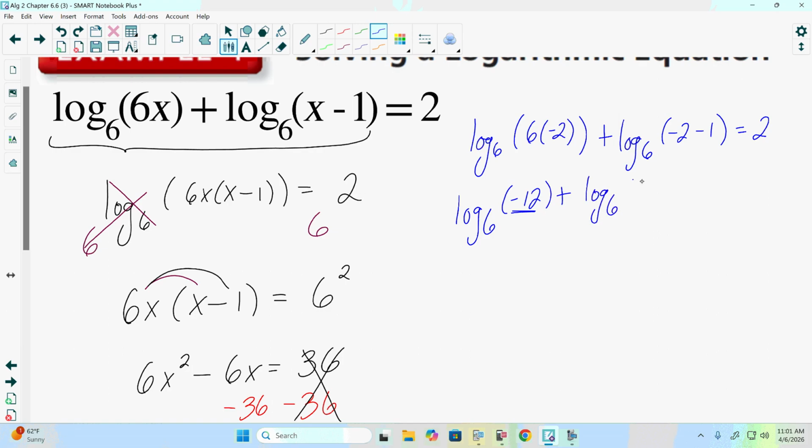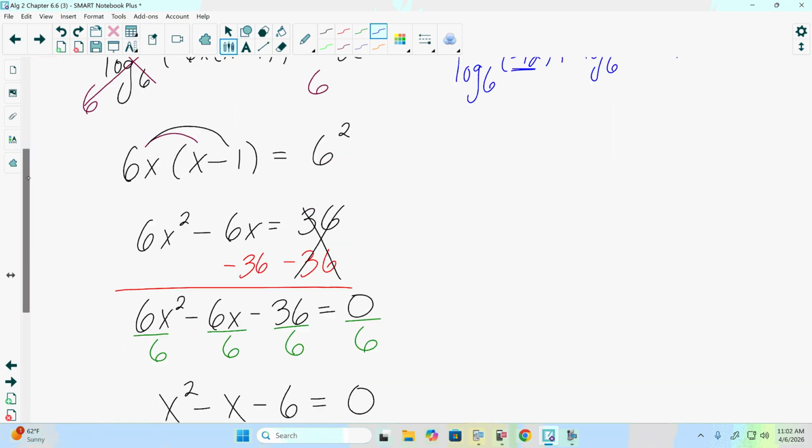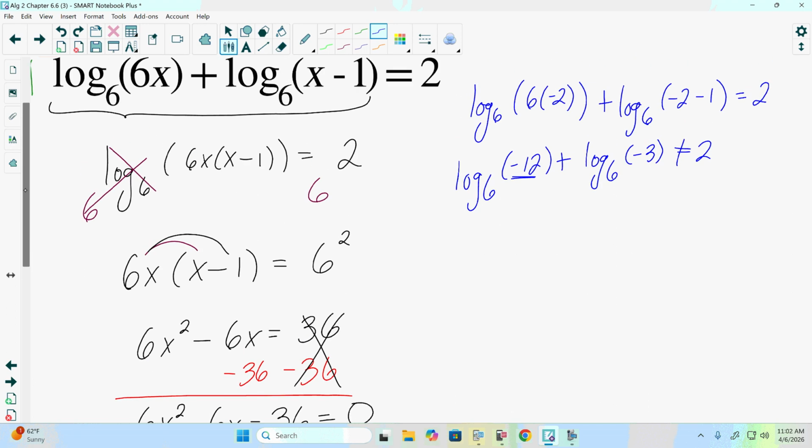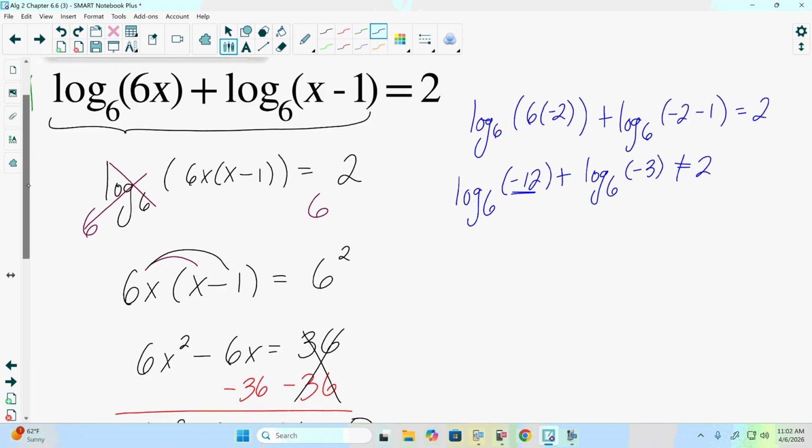But if we kept going, yeah, we also have log base 6 of -3. That does not work. So x is not equal to -2. We have to throw it out. It's an extraneous solution. It is a solution we get from solving, but does not work in the original context.